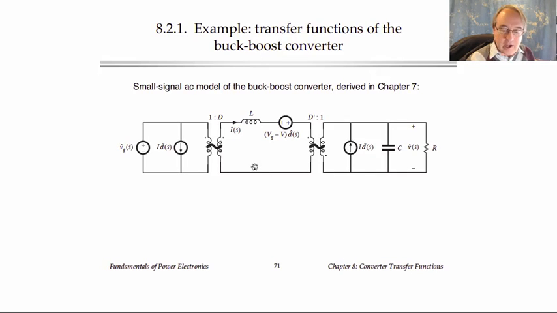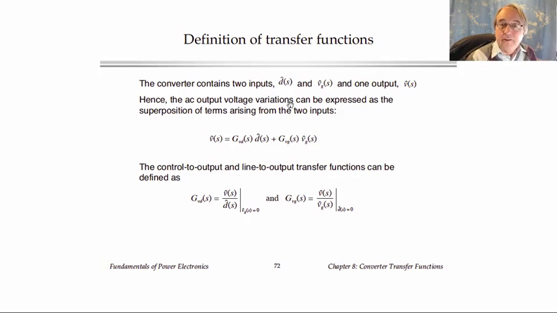And what I want to do now is work out the asymptotes of the magnitude and phase of the control to output and line to output transfer functions. So we've discussed this before as well. If we view the output voltage v hat as the output of our circuit, and we have the control input d hat and the power input vg hat, then we can express the output v hat through superposition as a linear combination of terms that arise from each of the two inputs. And we've already talked about how to find those transfer functions.